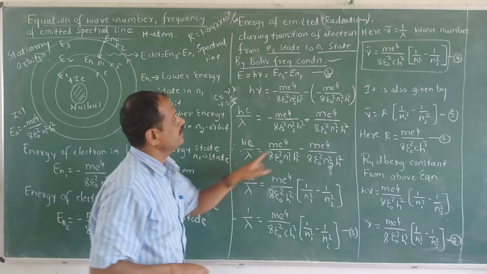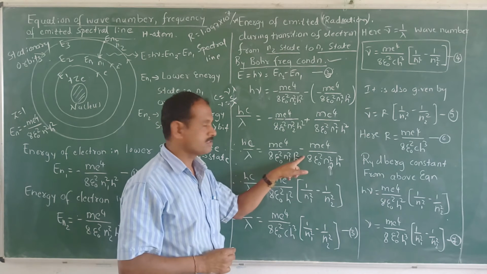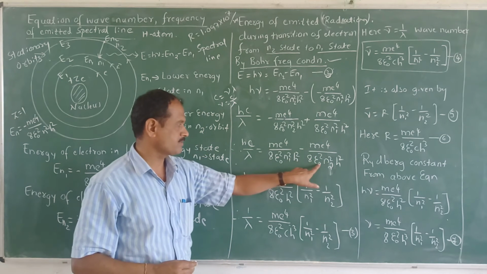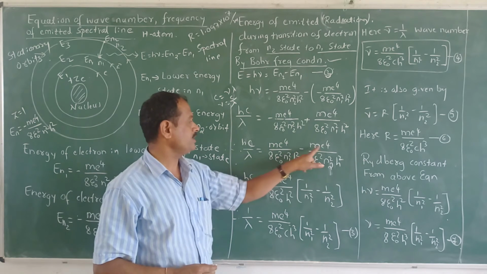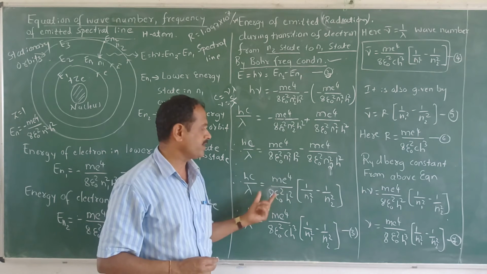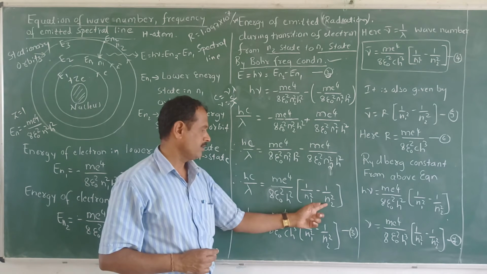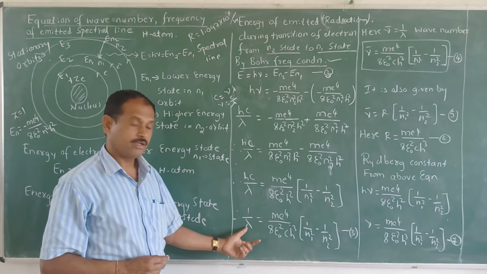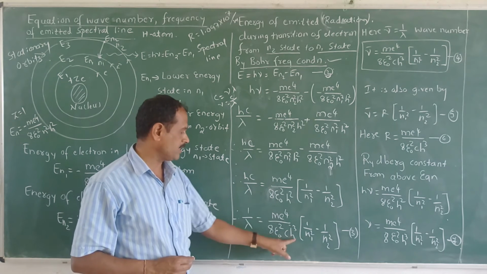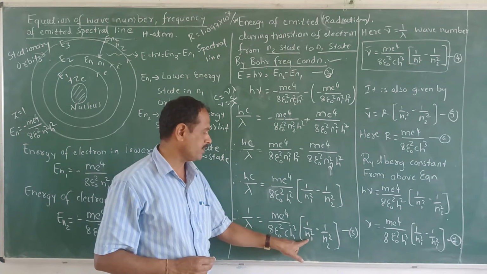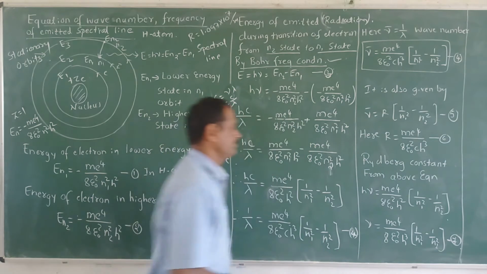Then h c by lambda is equal to m e raised to 4 by 8 epsilon naught square n1 square h square minus m e raised to 4 divided by 8 epsilon naught square n2 square h square. Now m e raised to 4 by 8 epsilon naught square h square is common here. Then what you got? 1 upon n1 square minus 1 by n2 square. Therefore, 1 by lambda I will take: m e raised to 4 divided by 8 epsilon naught square, c and h you multiply here, c h cube, into bracket 1 upon n1 square minus 1 upon n2 square. Suppose you say this is equation number 4.